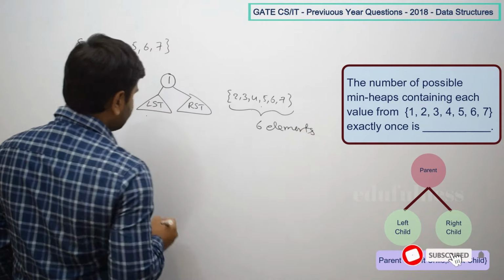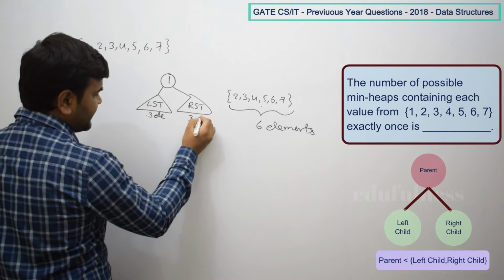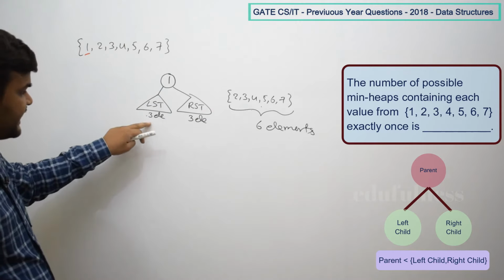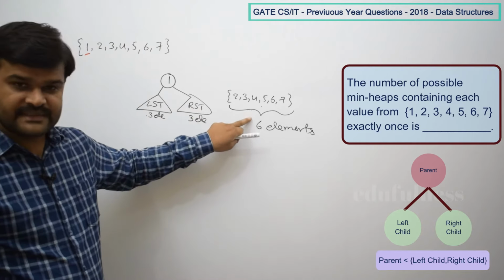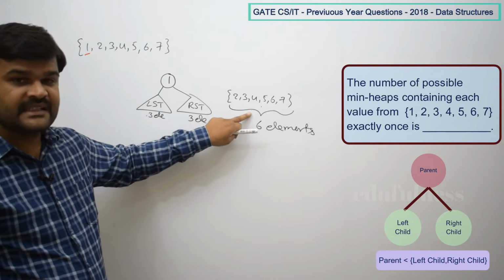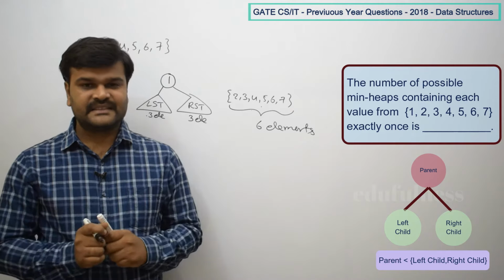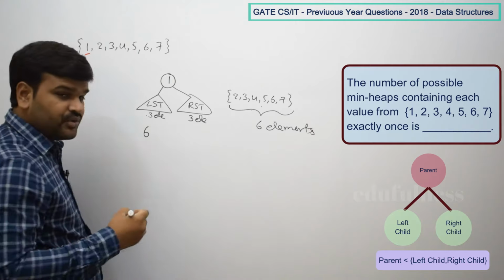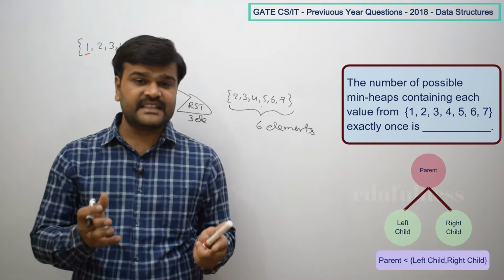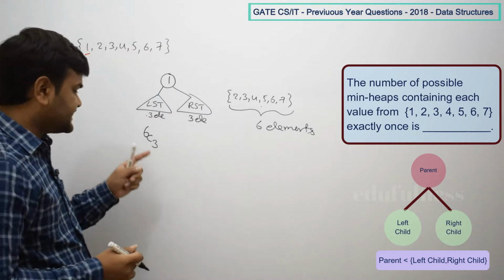It is clear that the left subtree will have 3 elements and the right subtree will also have 3 elements. That is 3 plus 3, covering 6 elements. So first you have to select 3 elements from these 6 elements. How many ways can you select 3 elements from 6? That is the total number of combinations. So 6C3 combinations are possible for the left subtree.